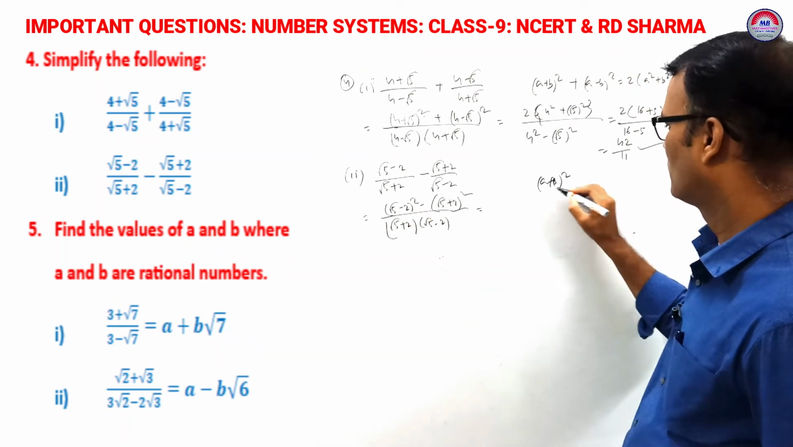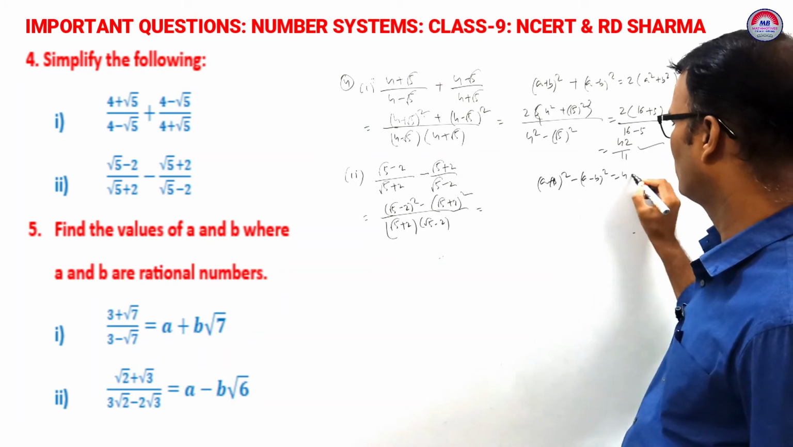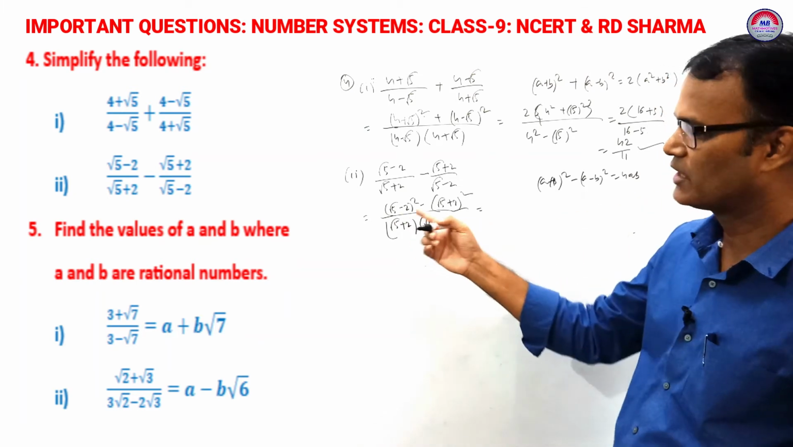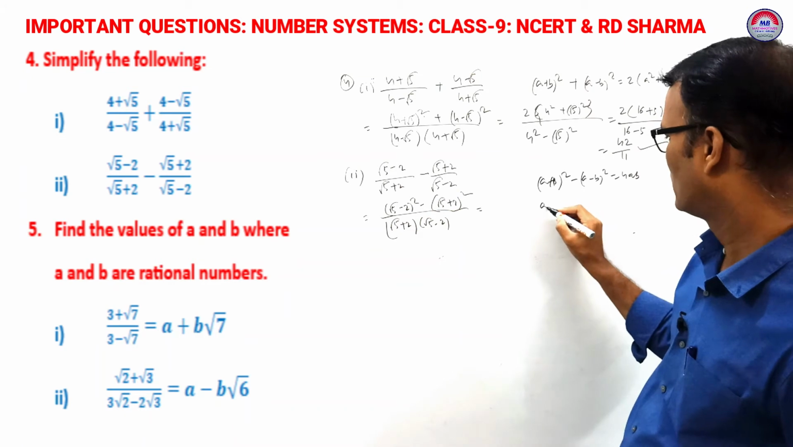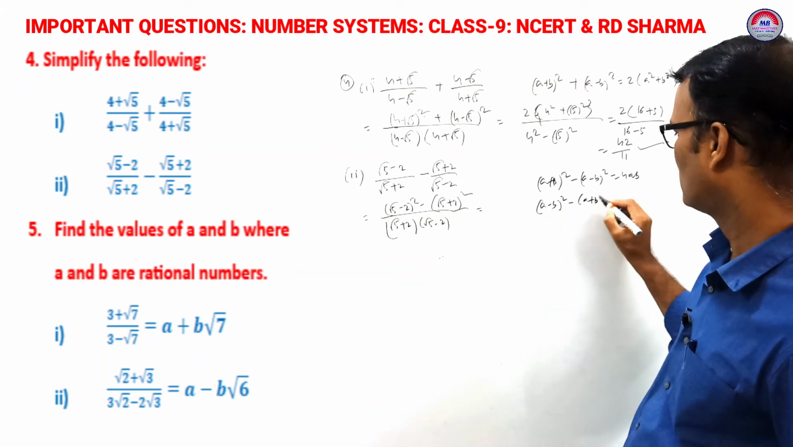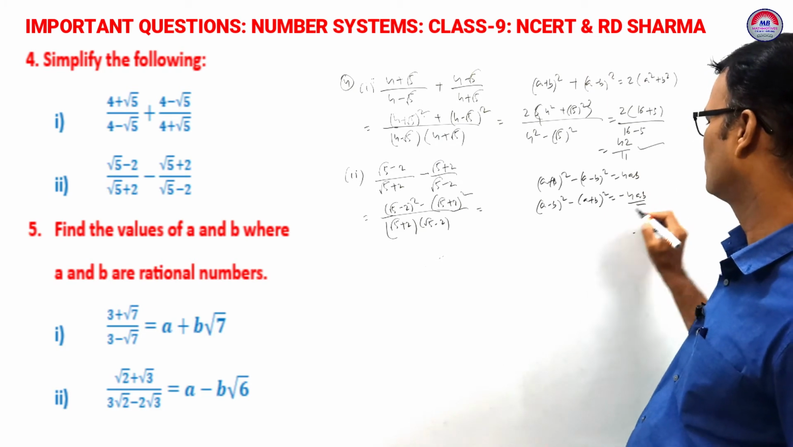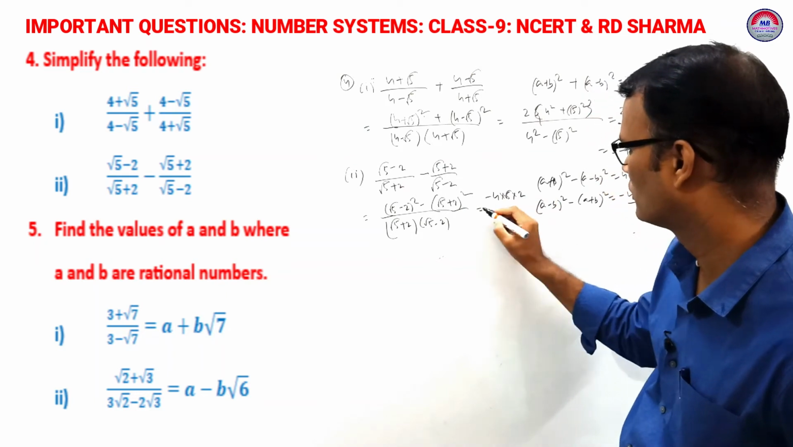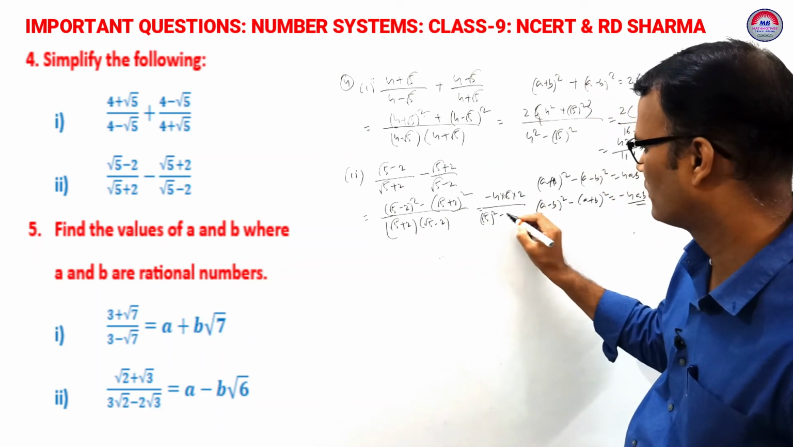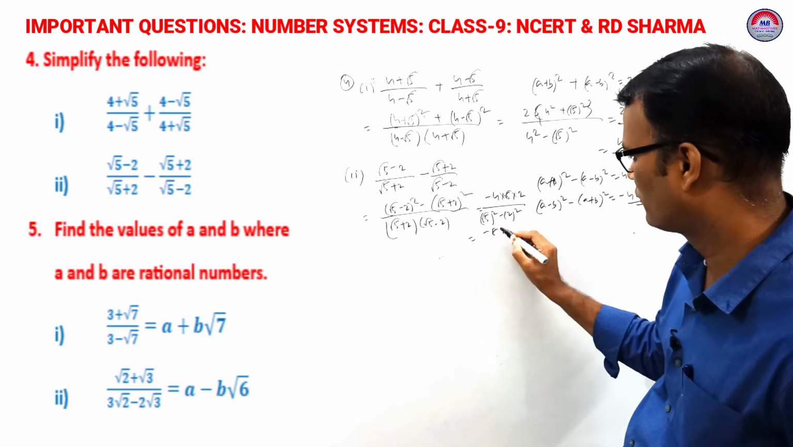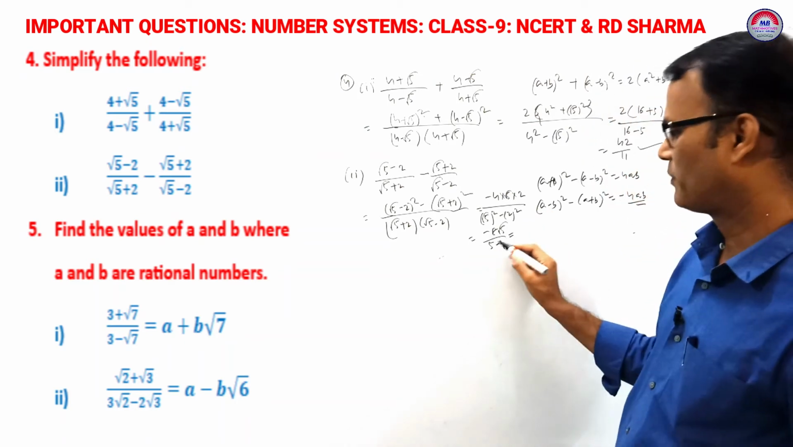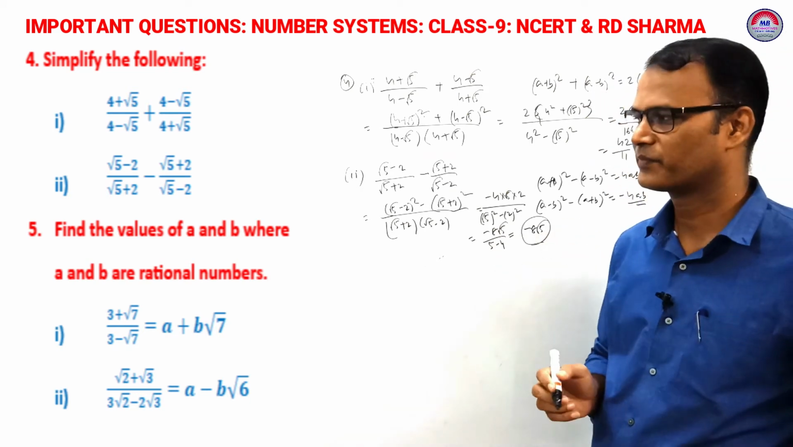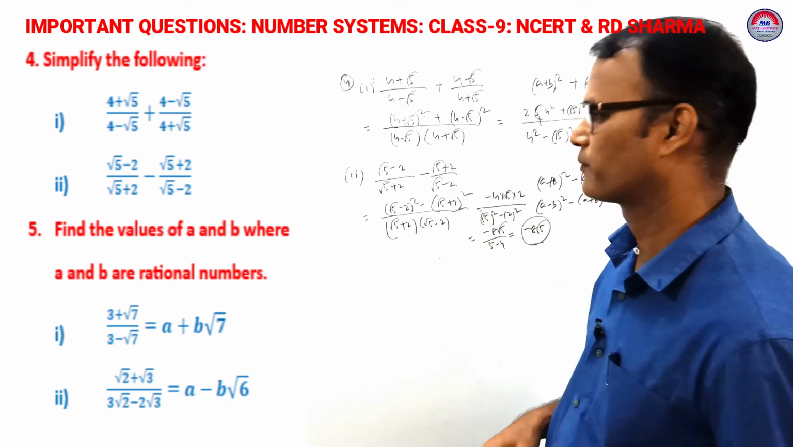We know the formula: a plus b whole square minus a minus b whole square is equal to 4ab. But here it is a minus b whole square minus a plus b whole square, which will be minus 4ab. So directly we can put minus 4 into root 5 into 2 divided by a square minus b square. So minus 8 root 5 divided by 5 minus 4. 5 minus 4 is 1. The answer is minus 8 root 5. Clear?